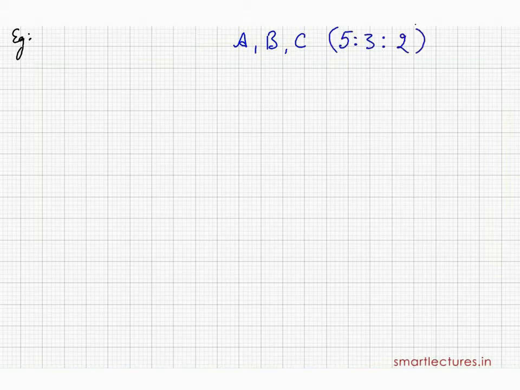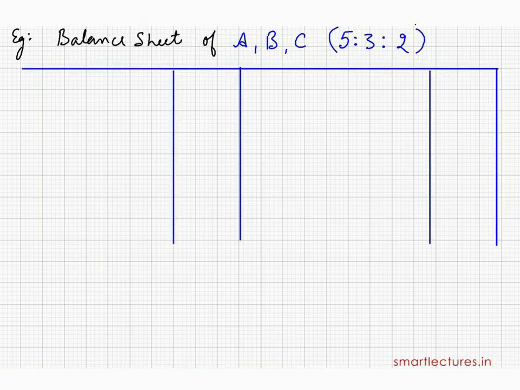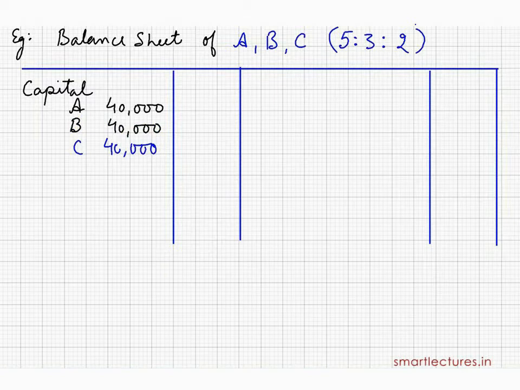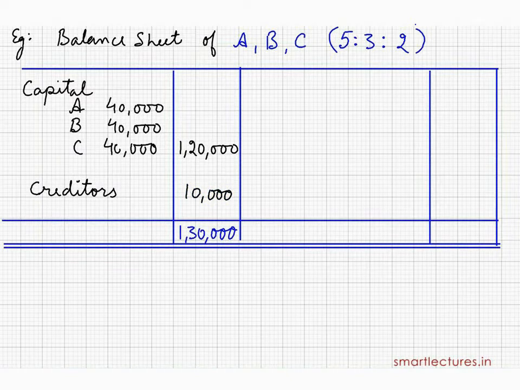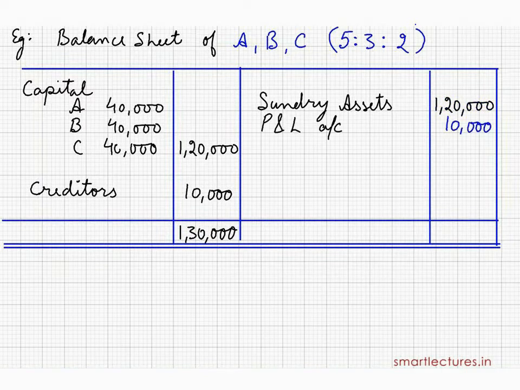Let's take one more example. Suppose there were three partners, A, B, C, and they were sharing profits and losses in the ratio of 5:3:2. And this was the balance sheet. A's capital 40,000, B's capital 40,000, C's capital 40,000, and the total was 1,20,000 rupees. And creditors on the liability side were 10,000 rupees, and the total was 1,30,000 rupees. On the asset side, sundry assets 1,20,000 rupees, profit and loss account 10,000 rupees, and the total was 1,30,000.